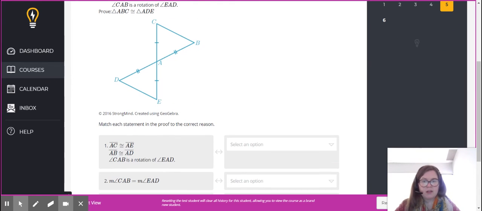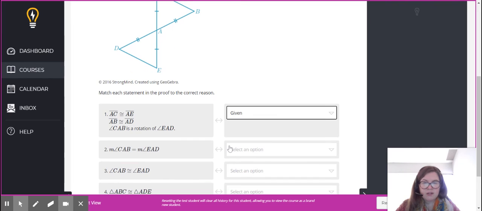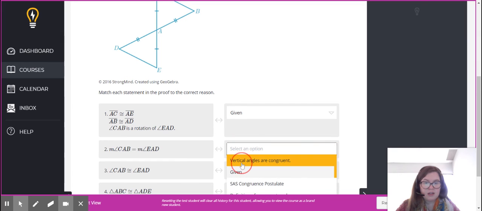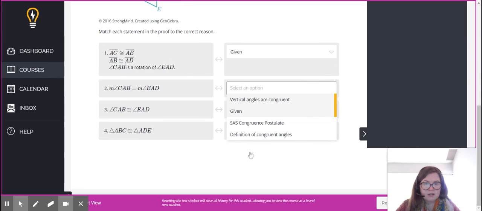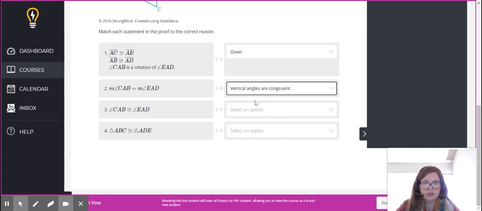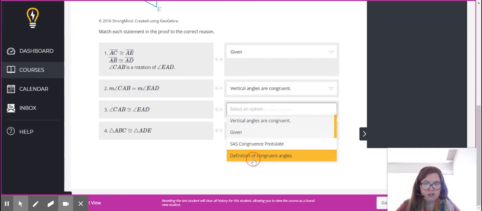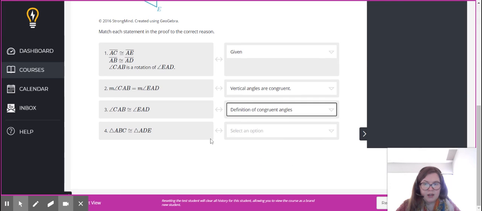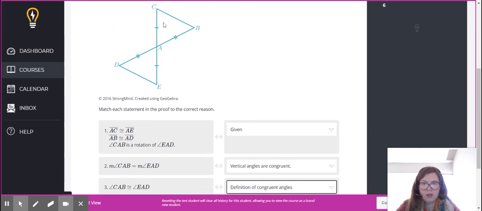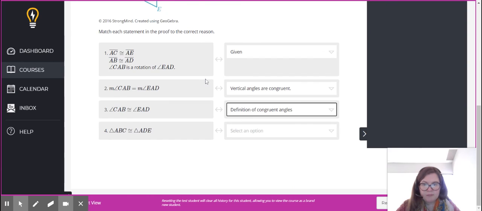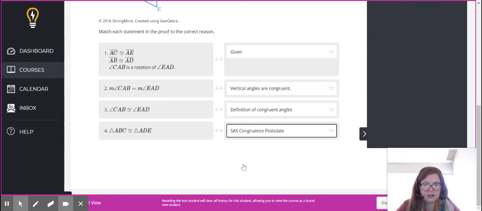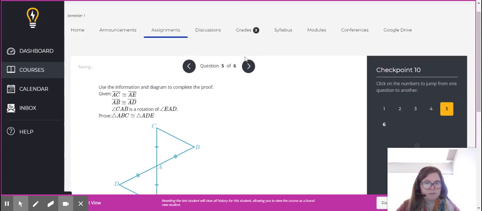And then use this information in the diagram to complete the proof. We first of all always start with given. Then we have the measure of angle CAB is congruent to the measure of angle EAD. Those are vertical angles because they're pointing towards each other. They make a V. Actually, I think we should go like this. Yep, vertical angles are congruent. That's just the definition of congruent angles. And then the 2 triangles are the same because of side, angle, side. Yep. Side, angle, side.